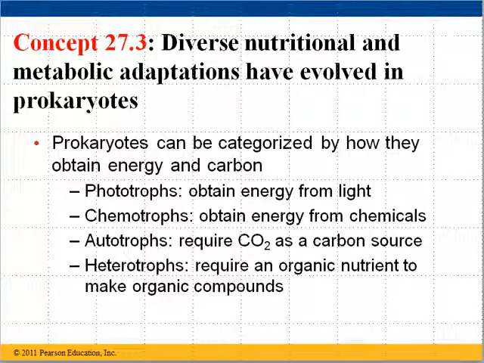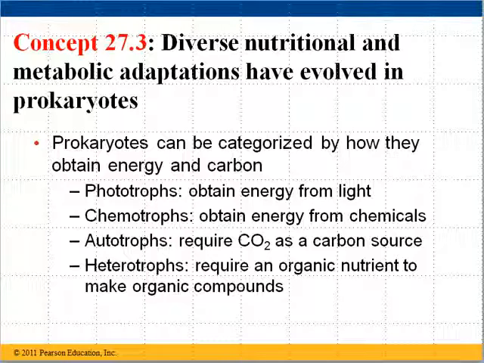Another place where you're going to find some amazing diversity in these prokaryotic creatures is in the different ways that they eat or get energy. So Concept 27.3 is all about the diverse nutritional and metabolic adaptations that have evolved in these prokaryotic creatures. Prokaryotes can basically be categorized on how they obtain energy and carbon. Of course, they need energy to do the various life functions, and they're going to need carbon as the basic ingredient for building more of themselves.